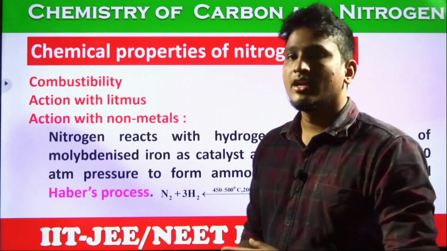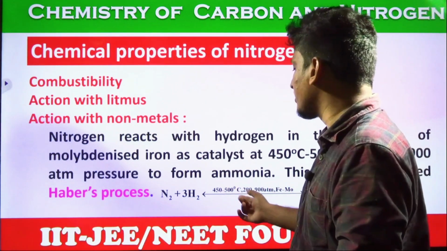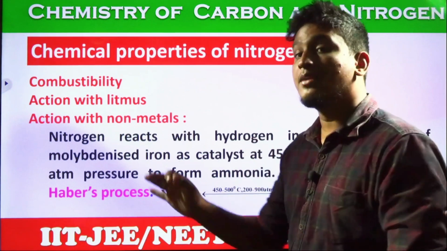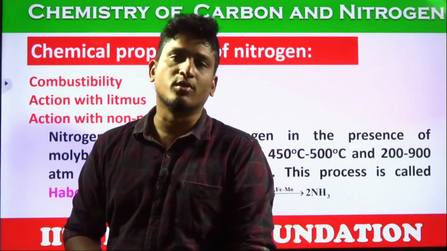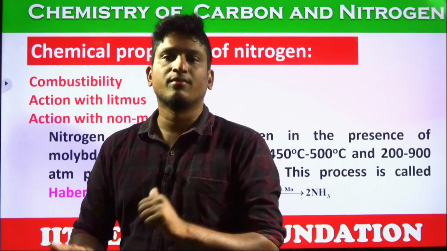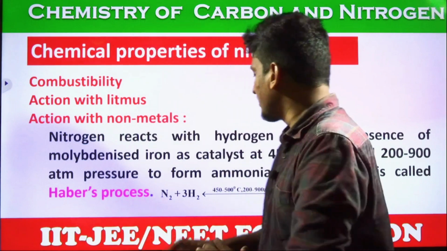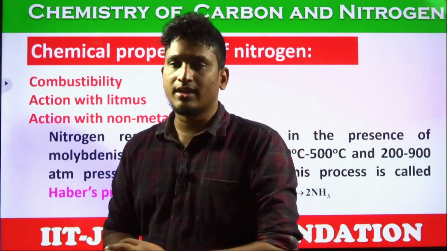So look at the reaction. N2 plus 3H2 gives 2NH3. You can check the conditions also: 450 to 500 degrees Celsius as well as 200 to 900 atmospheric pressure, in the presence of iron with molybdenum as a promoter. We can synthesize ammonia. What is the use of ammonia? In the coming slides we have a discussion about ammonia. We'll discuss it there. So these are the conditions to synthesize ammonia. When nitrogen gas combines with hydrogen, we get ammonia.